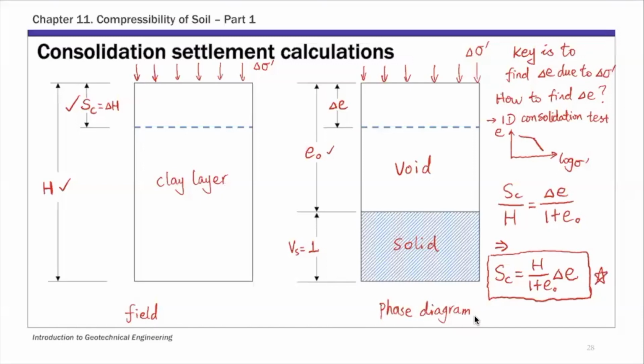All right. So next, I'm going to talk about specifics. How do you use this 1D consolidation test, this e-log sigma prime result, to get your void ratio change due to stress change? That's what I'm going to do next. For this e-log sigma prime, the first thing I want to show you is one example where we're going to directly use this e-log sigma prime curve to calculate SC. So that's kind of a special case.